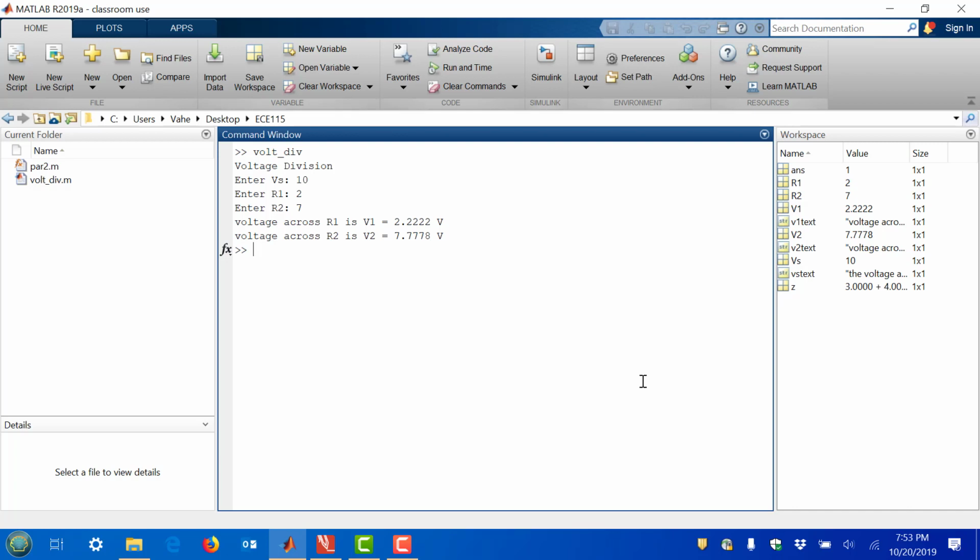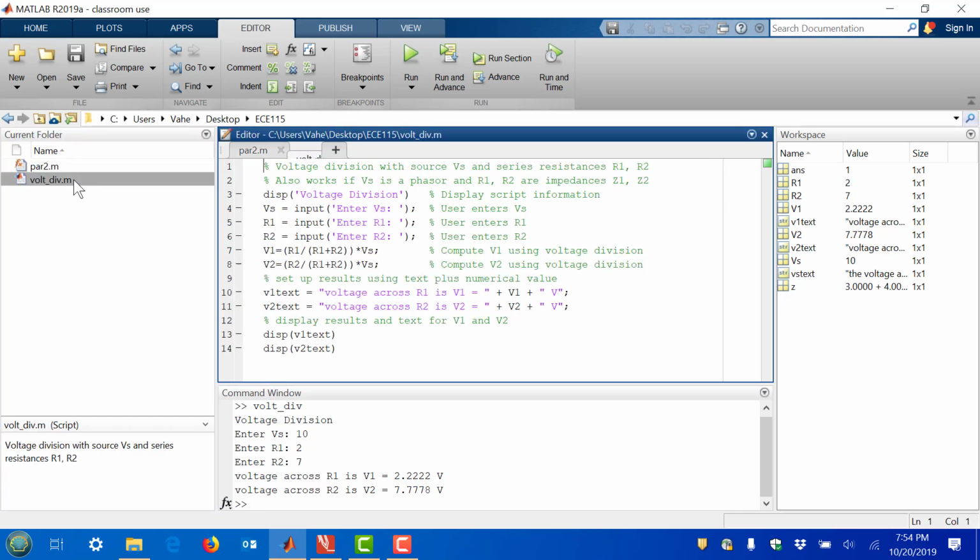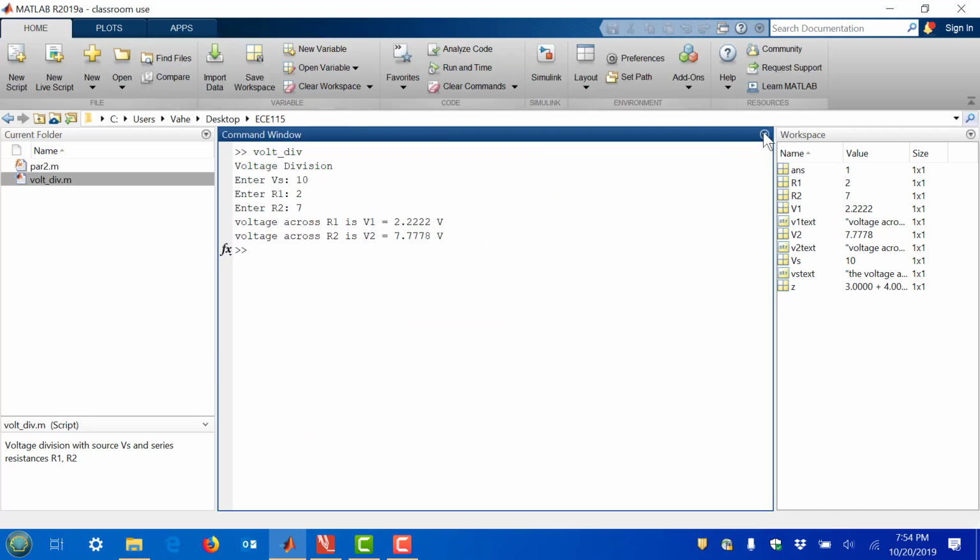Now here's something else. Just like what I showed you with the parallel combination function, which was originally written for R1 and R2, but it works for Z1 and Z2 as well, provided you put in complex numbers. Same goes with this voltage division. It works for Vs, R1, R2, but it also works if you have phasor Vs, and R1, R2, or Z1, Z2 for that matter. They can be complex.